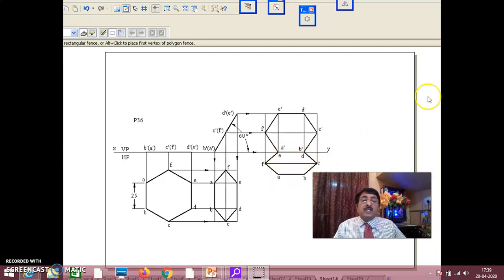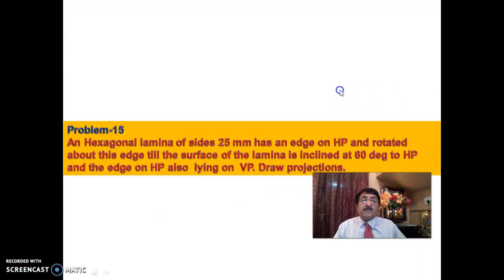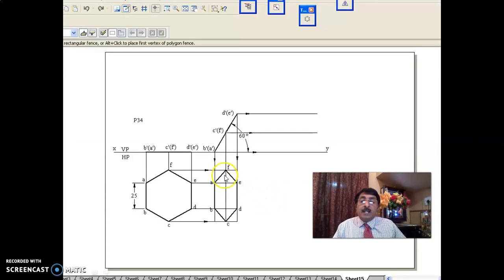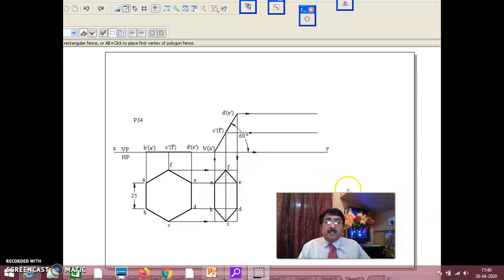Edge on HP, opposite edges lying in VP. Now you see hexagonal lamina of size 25 has an edge on HP and rotated about this side till the surface of the lamina is inclined at 60 degrees to HP and the edge on HP also lying on VP. You see a small change again. Till now here we're done. Please understand, it is the same thing here. In the previous problem, opposite edge was lying in VP. Now here he says, edge on HP itself is lying on VP.